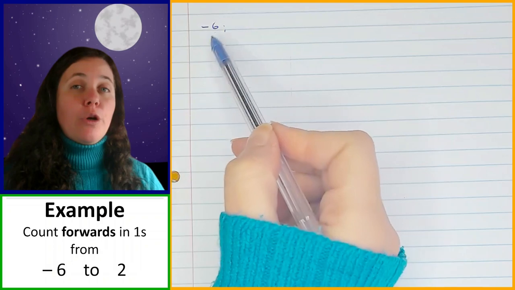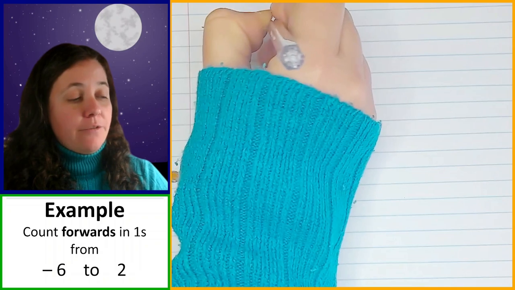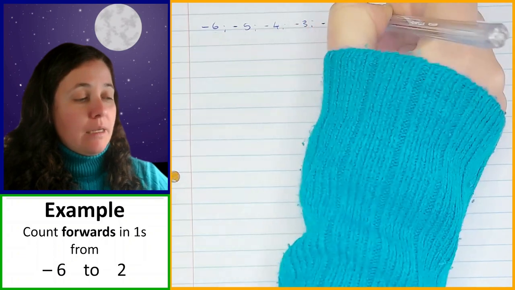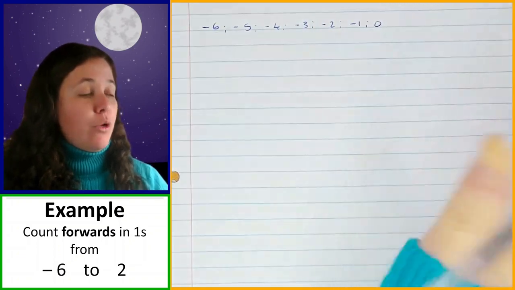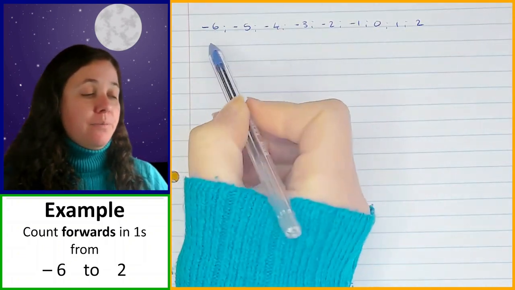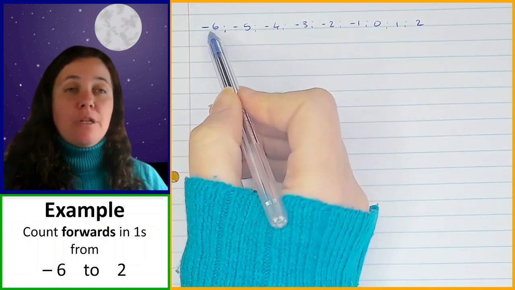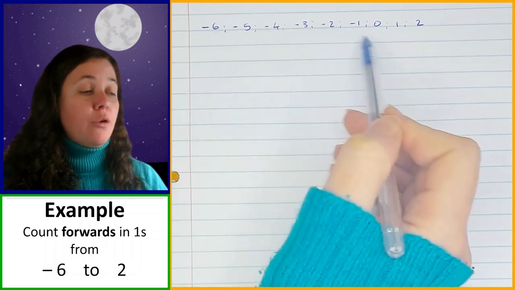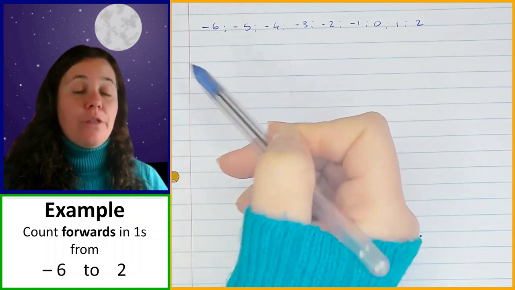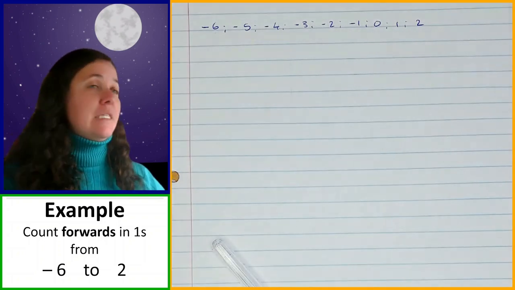So as we go up, we're going closer and closer to zero, so we're going to get to negative 5, then negative 4, negative 3, negative 2, negative 1, then 0, and now we're going to go 1 and 2. So as you're counting up from negative 6, the numbers look like they're getting smaller, but actually it's because they are the numbers that are below 0, and as we're going towards 0, we're getting closer and closer and closer to 0. And these numbers, remember, tell us how far they are away from 0. So we've got negative 6 going up to 2, counting in ones.